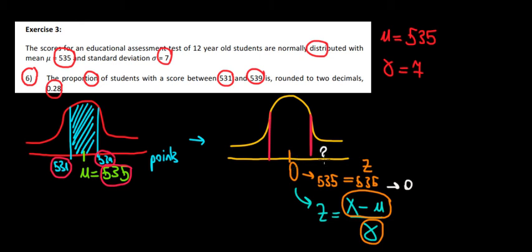Now the question is, how many standard deviations are these two far away from the mean? Well, we'll do the same math. We'll replicate the z score for those two values by finding out how far this number and that number, 531 and 539, are from 535 in terms of standard deviation.